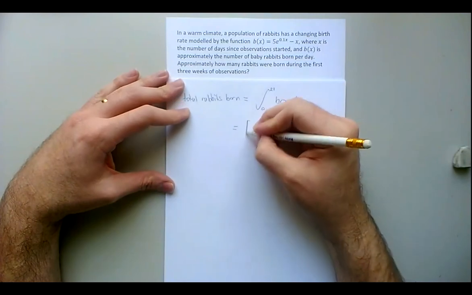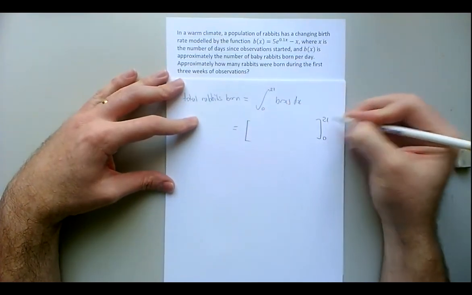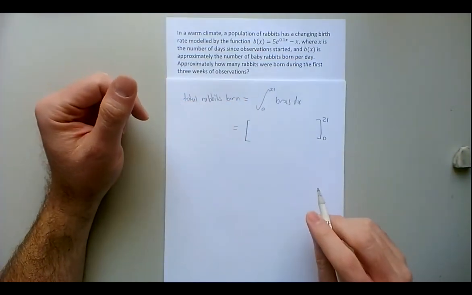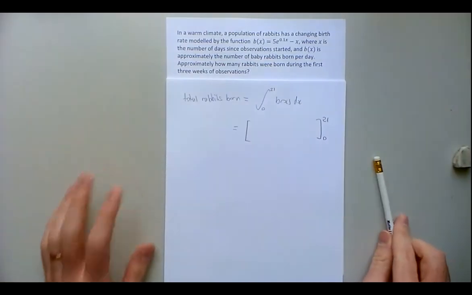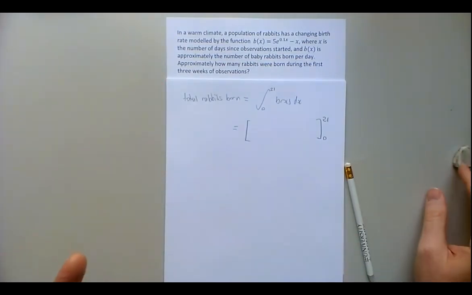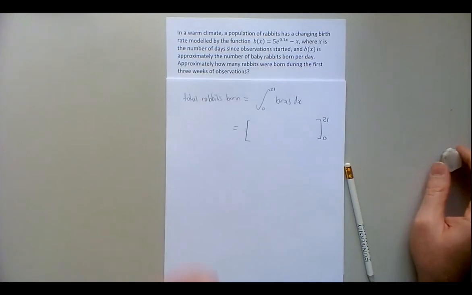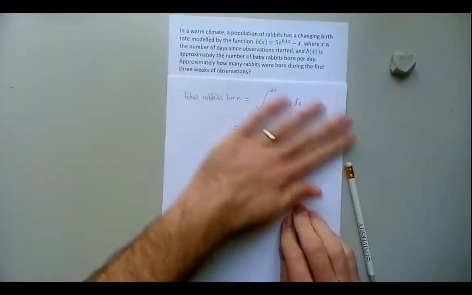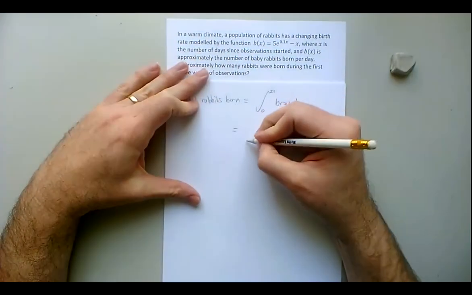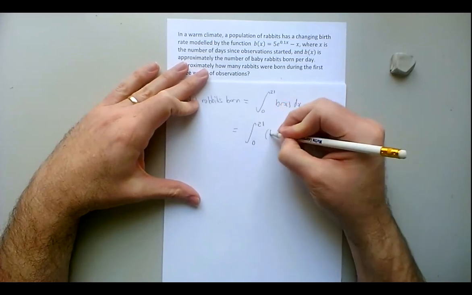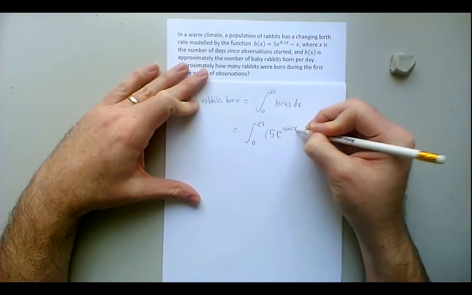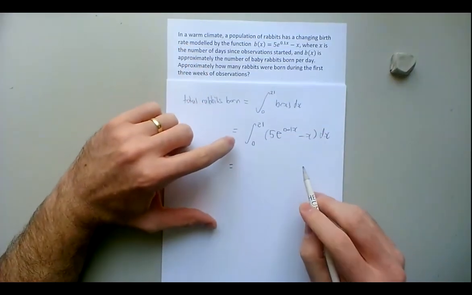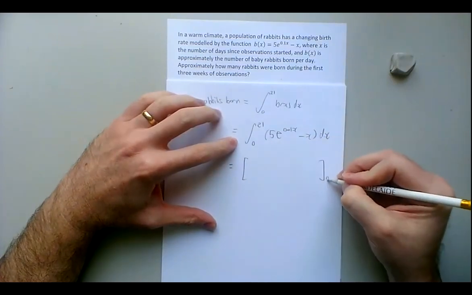So I'll go from 0 to 21, and then I'm just a bit ahead of myself, actually. I haven't actually written down what the formula is. So 0 to 21, the formula is 5e to the 0.1x minus x dx. Okay, so now I can do this.